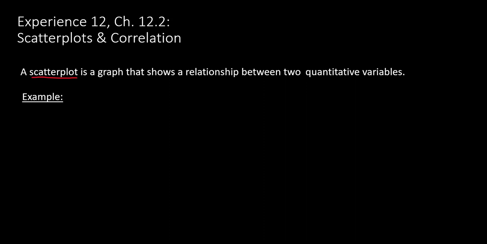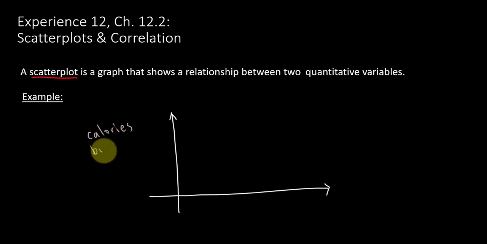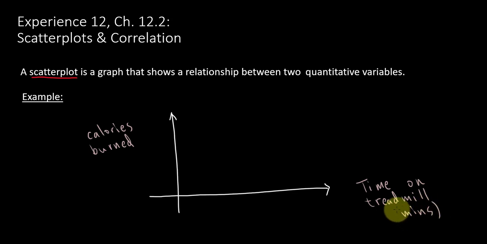Let's look at an example that illustrates a scatterplot. I'm going to draw a Cartesian coordinate plane, and I've got a particular example in mind. On the vertical axis, I'm going to indicate the number of calories expended or burned, and on the horizontal axis, I'm going to write the time on treadmill, everyone's favorite, in minutes.